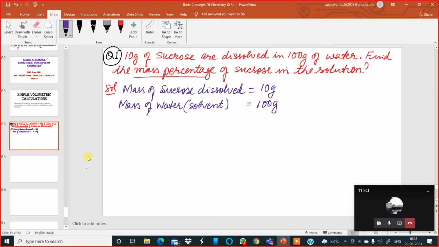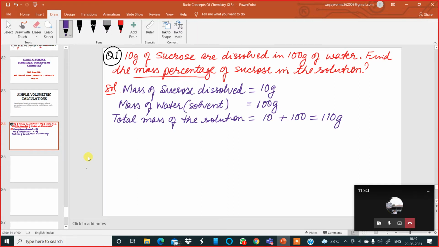From these two, we can get the total mass of the solution. Total mass of the solution is the solute plus the solvent. Total mass of the solution is equal to 10 plus 100, that will give us 110 gram.